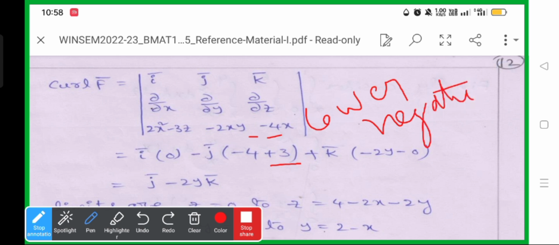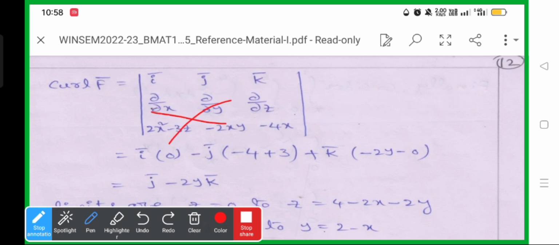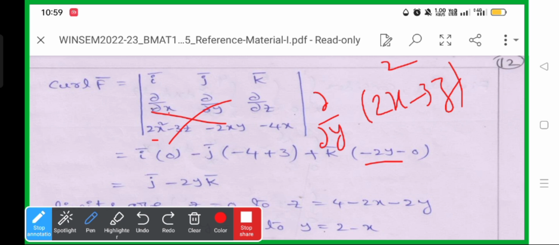Okay. Now k component, for k we have to forget all those things. Now we deal with this one and this one. Okay, minus of 2x. So differentiating minus 2xy with respect to y is what? Minus 2x. And with it 2x square dou by dou y. Now dou by dou y of 2x square minus 3z: there are no y terms, so you will get 0. This term will become 0.